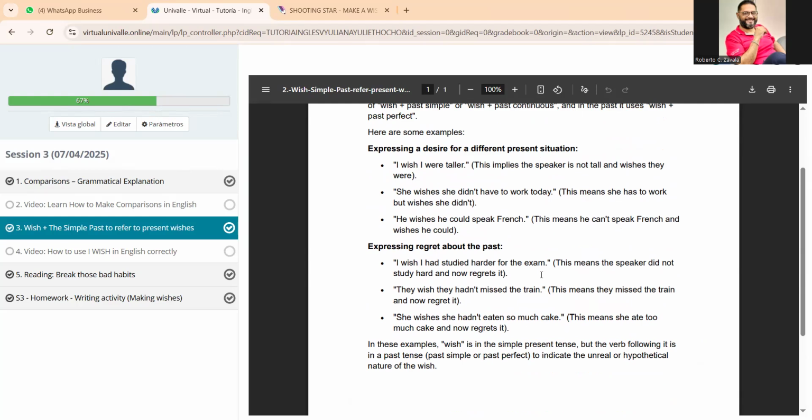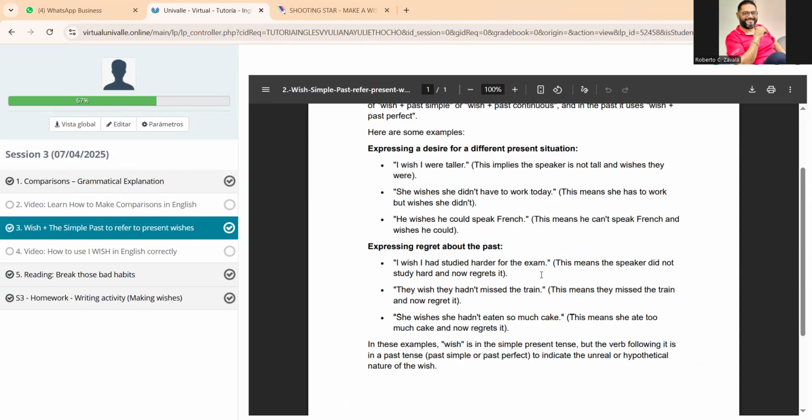Expressing regret about the past. I wish I had studied harder for the exam. This means the speaker did not study hard and now regrets it. They wish they had missed the train. This means they missed the train and now regret it. She wishes she hadn't eaten so much cake. This means she ate too much cake and now regrets it.